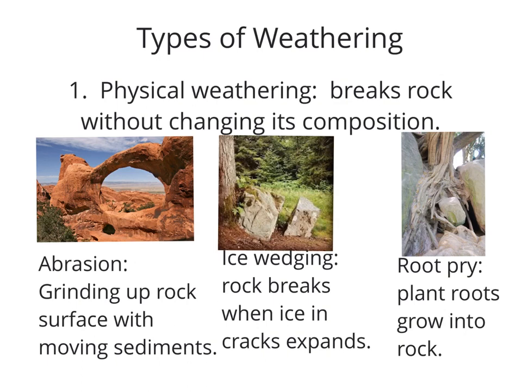Let's start by learning about weathering. Weathering is the way that rock gets broken down. There's two main categories of weathering. The first is called physical weathering. This is when rock gets broken down, but the kind of rock that it is doesn't change. Its chemicals stay the same.